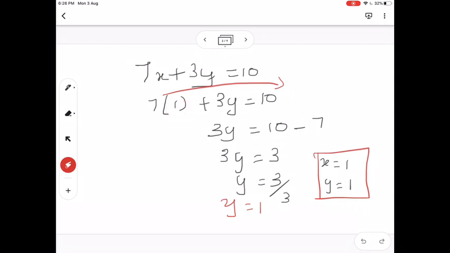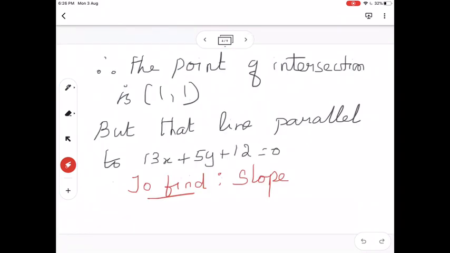So, 7 into 1 plus 3y is equal to 10. 7 ones are 7. So, the plus changes into minus. 3y is equal to 10 minus 7. So, 3y is equal to 3. Multiplication changes into division, so we get y is 1. So, the point of intersection, x value is 1, y value is 1. Therefore, the point of intersection is (1, 1). Children, now you know how to find out the point of intersection.